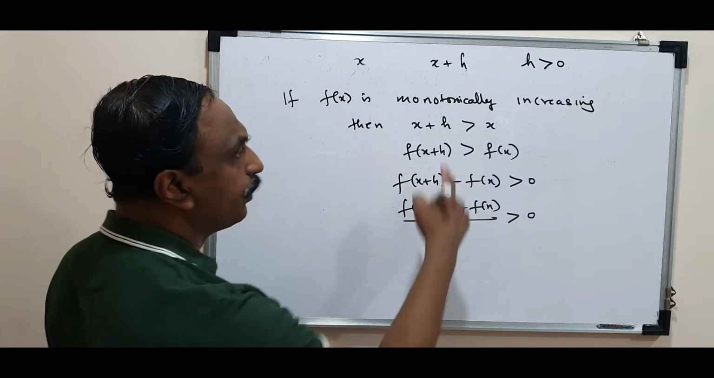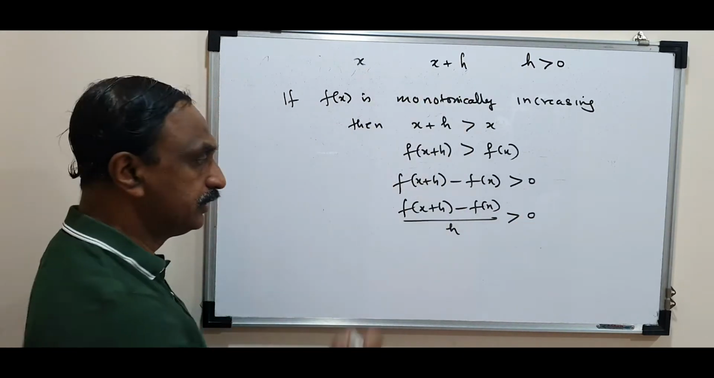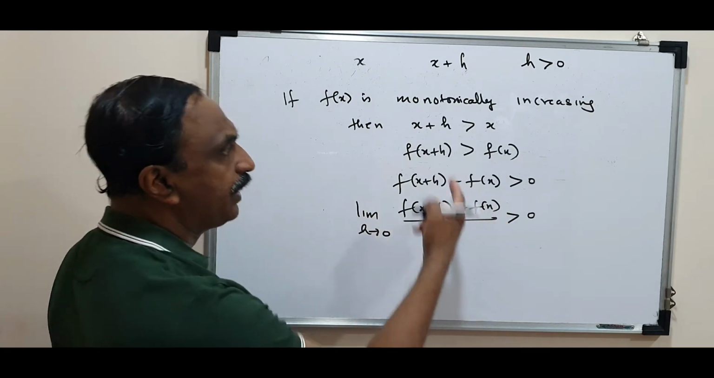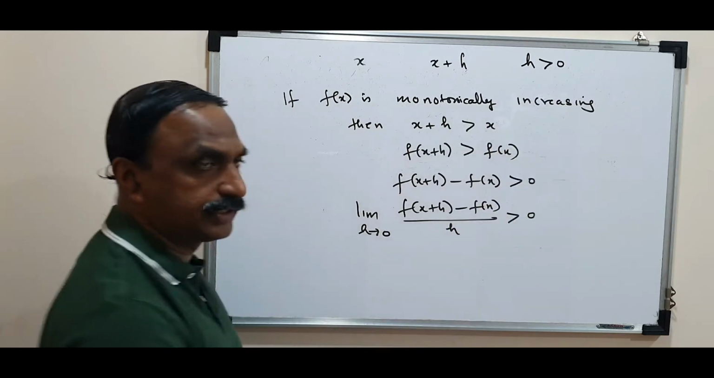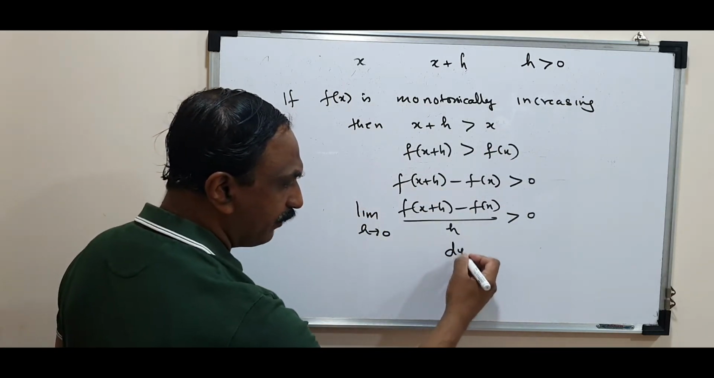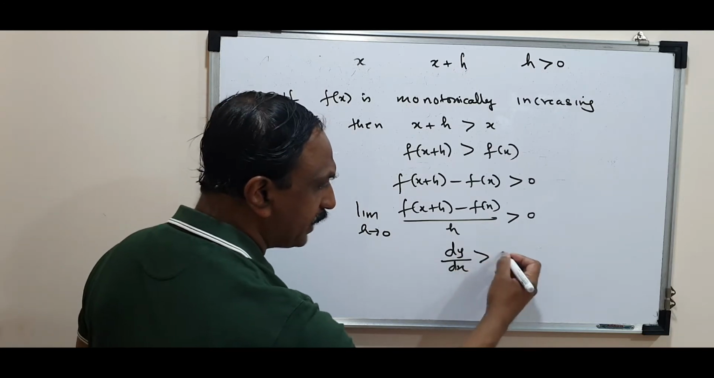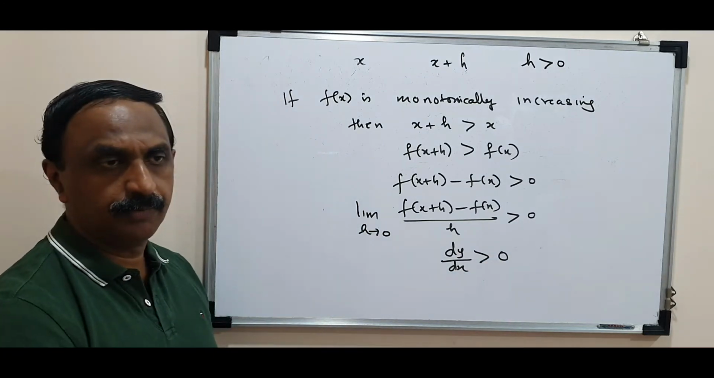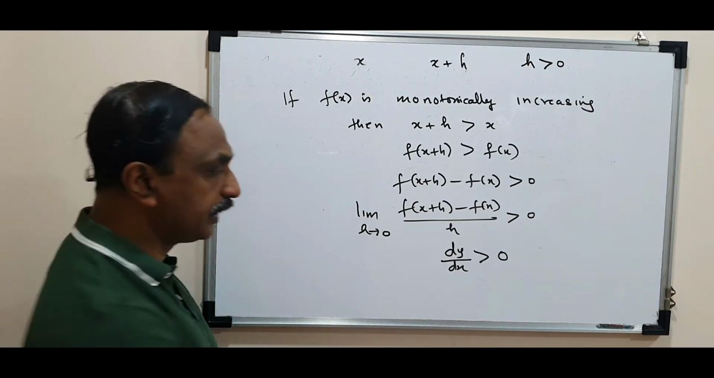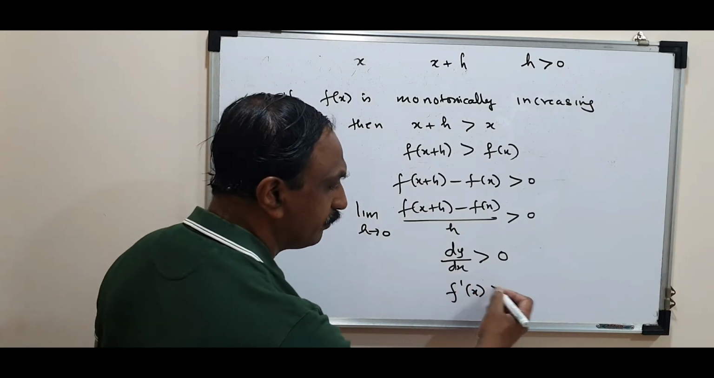And we are talking about very close neighboring points. So we can put h tending to 0. So when a function is monotonically increasing, you will notice that the definition of the derivative dy by dx will be greater than 0 at that point. So whenever a function is monotonically increasing, the derivative will be positive. So f dash of x will be positive.